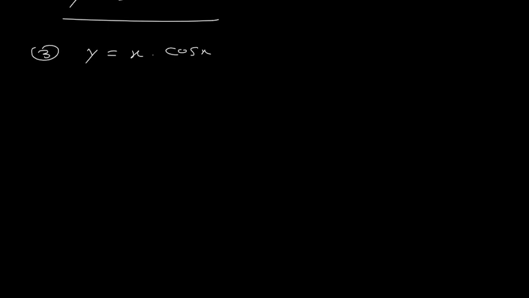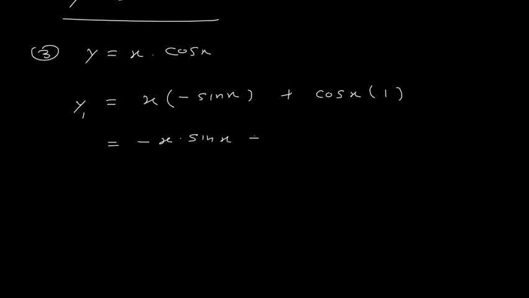The third question is y is equal to x into cos x. Here y1 means again I am differentiating it. So I am using different notations to make you understand that we can use different notations for derivatives. So here y1 is equal to, I am going to use u into v. So it is x into derivative of cos x, which is minus sin x, plus cos x into derivative of x, which is 1. So y1 I will get minus x into sin x plus cos x. This is y1.